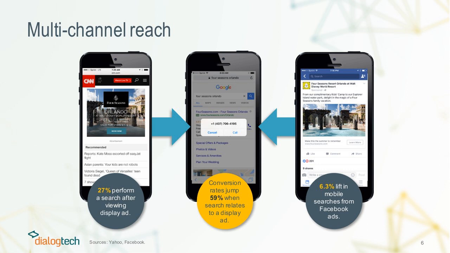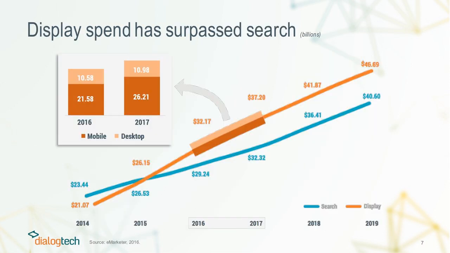Display is very much an awareness tool. It's a branding tool, and you can see that it's influencing action on other channels, and it's influencing conversions on other channels. Conversion rates actually jump 59% when someone's search relates to what they saw in a digital or in a display ad. So clearly, display is making a difference, and marketers are recognizing that.